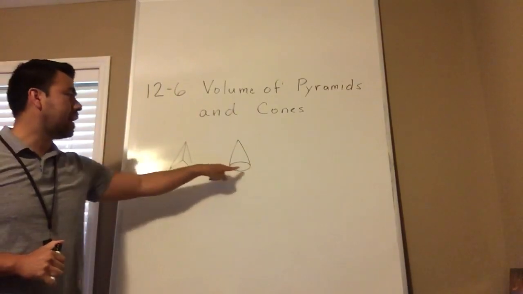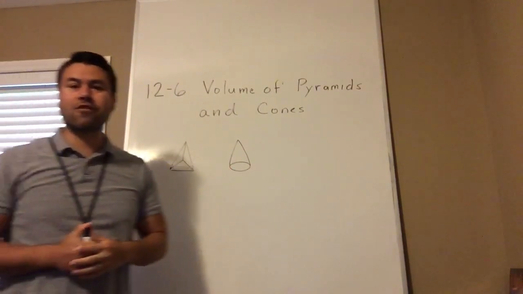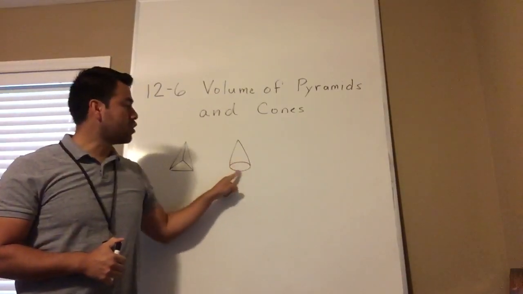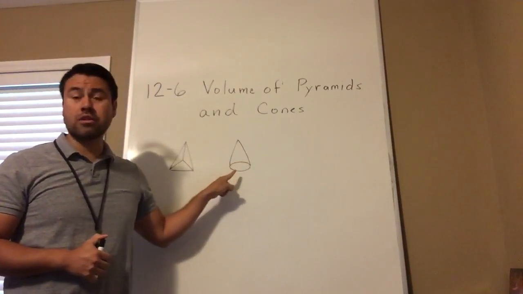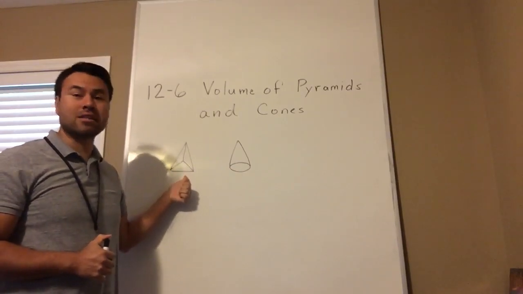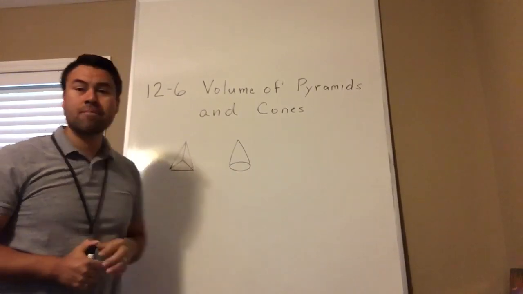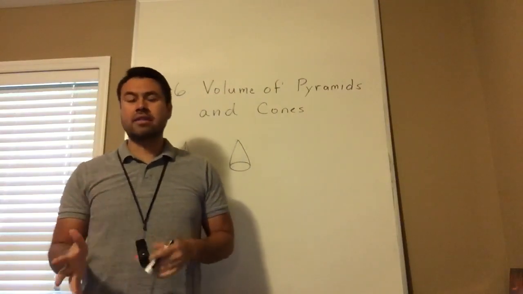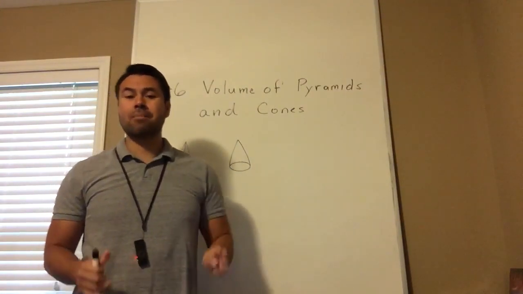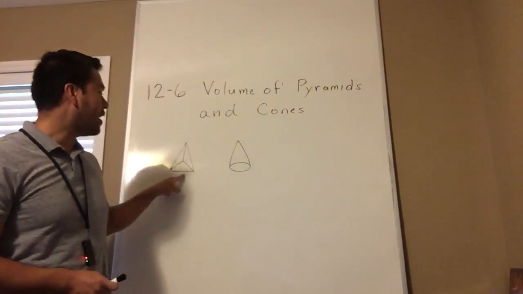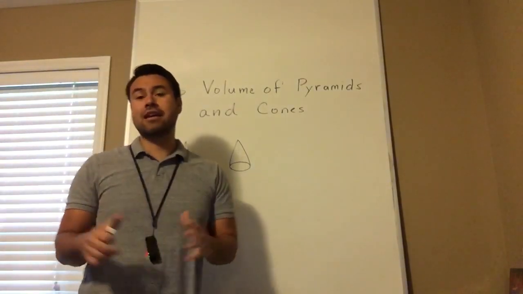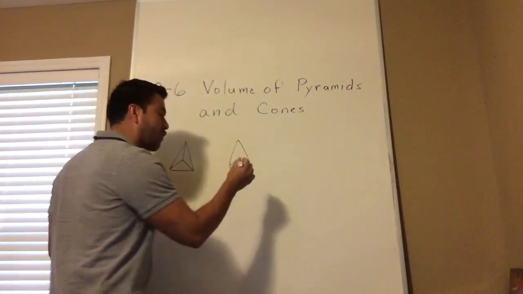So a pyramid and a cone. And hopefully you can see a difference between the two. A cone has a circular base. The base of the cone is always circular. And then a pyramid has a polygon as its base. In this case, it's a triangle. You can have a quadrilateral, like a rectangle or square as a base, or a pentagon, or an octagon. But if you have a polygon as a base, it's a pyramid. If you have a circle as a base, it is a cone. But they both have the same formula for the volume.